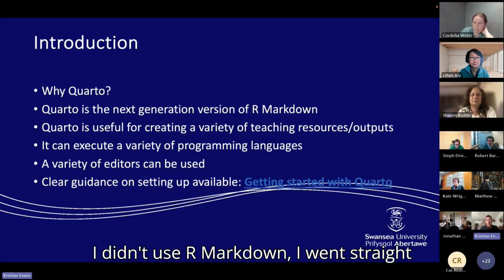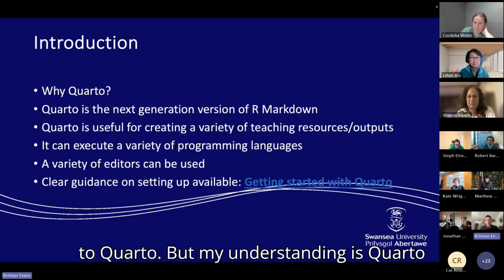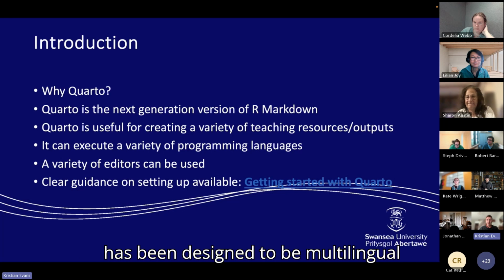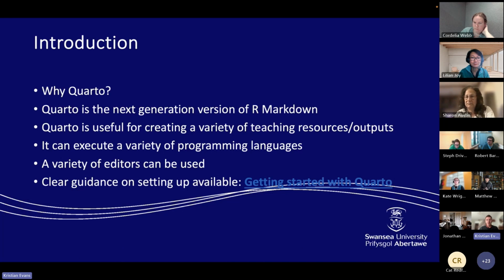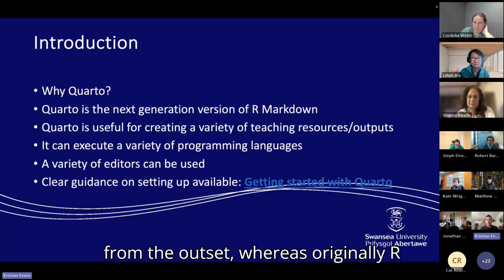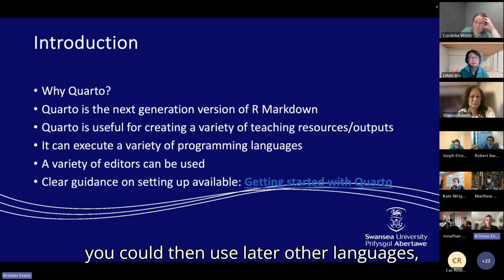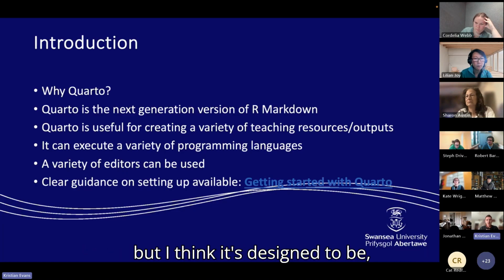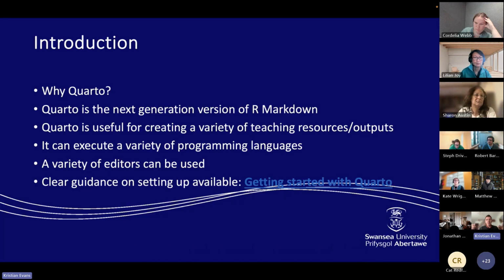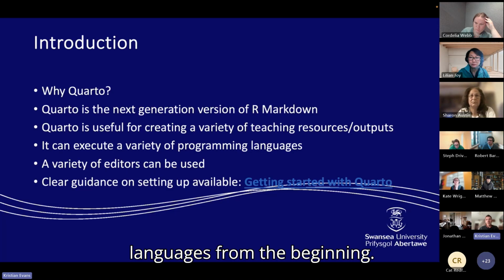I didn't use R Markdown, I went straight to Quarto, but my understanding is Quarto has been designed to be multilingual from the outset, whereas originally R Markdown was designed for R. And I know you could later use other languages, but I think Quarto is designed to have an appeal with more languages from the beginning.